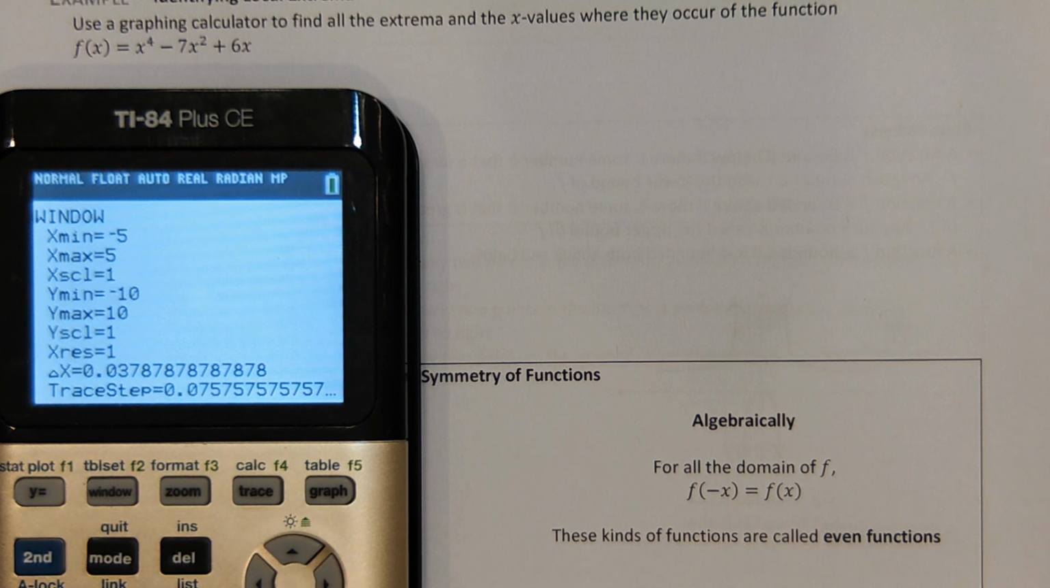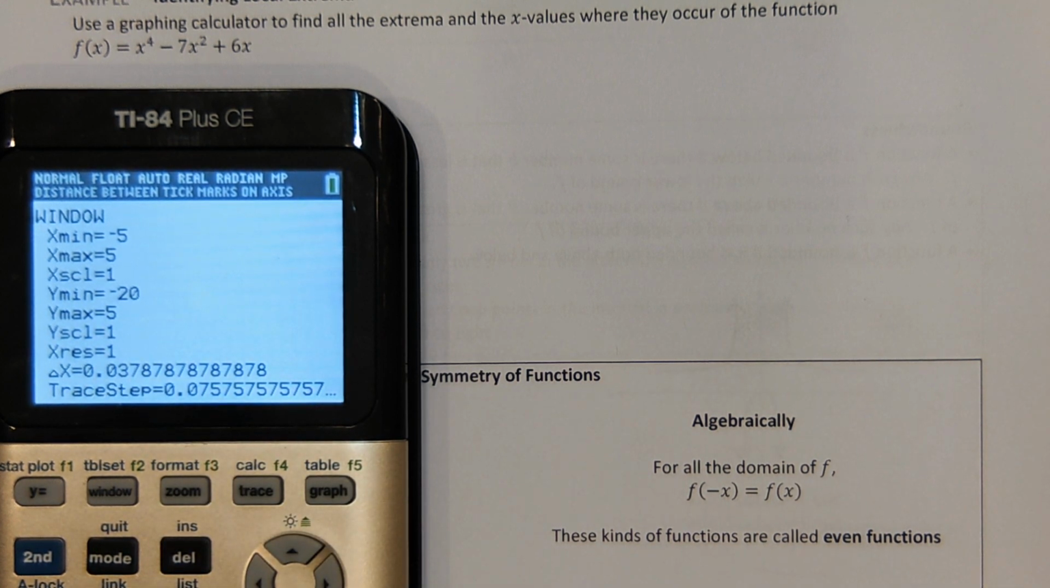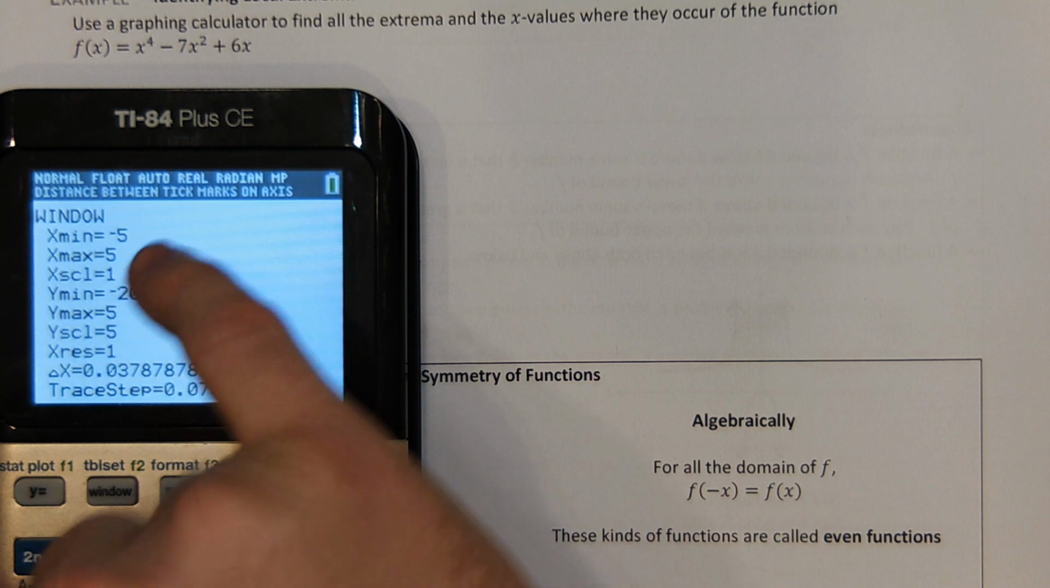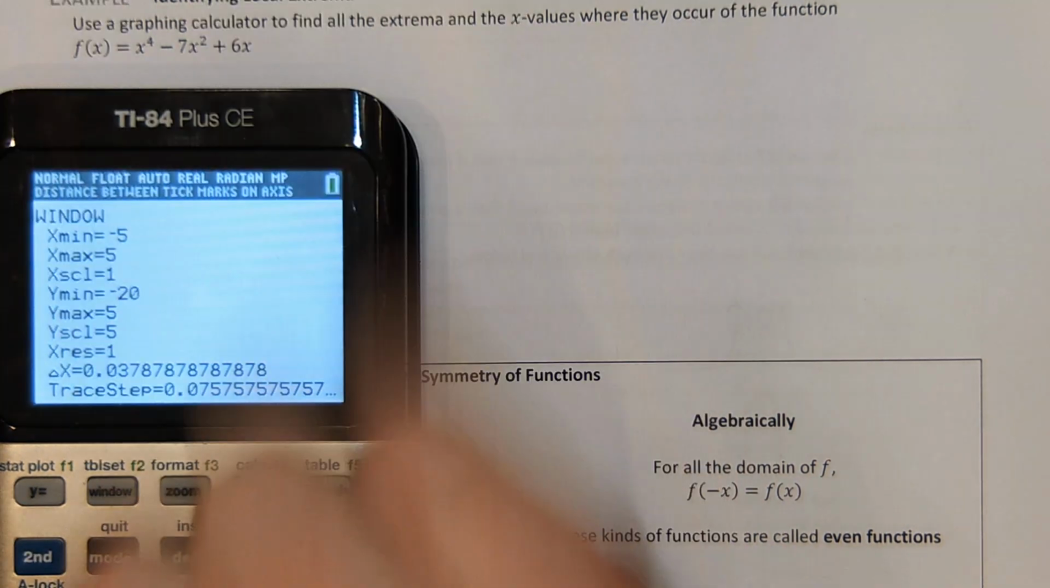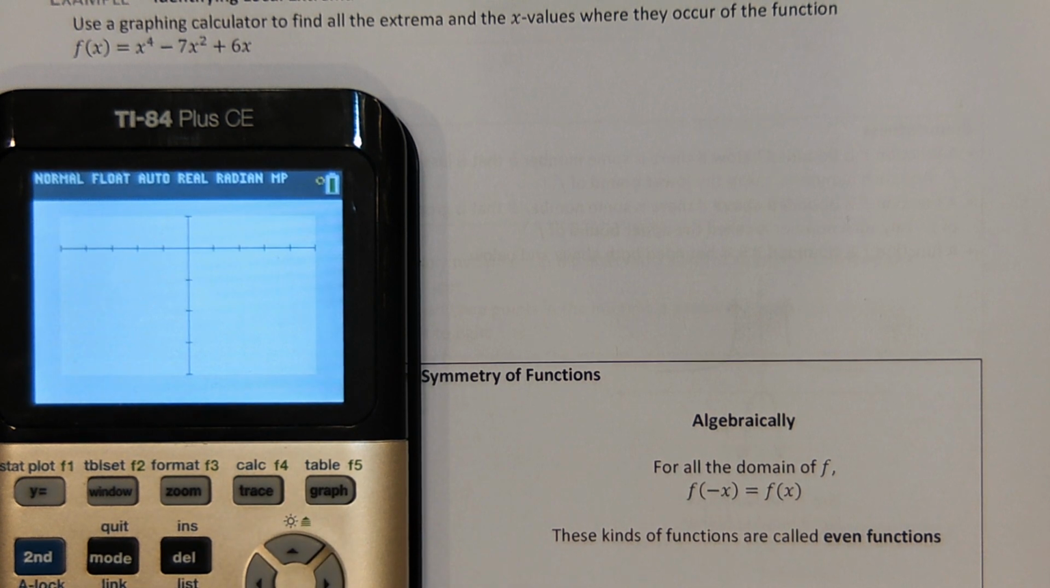Y minimum, I don't know, -20 feels good. Let's just see what happens. Y maximum doesn't need to go to 10. Let's just take it to 5. And my scale. So this is a span of 25. I don't like to have to do decimal scales, so I'm just going to say the scale is 5. That's not going to be a whole lot of tick marks. 25 divided by 5 is 5 tick marks. But whatever. Let's hit graph. Bang. See what happens.